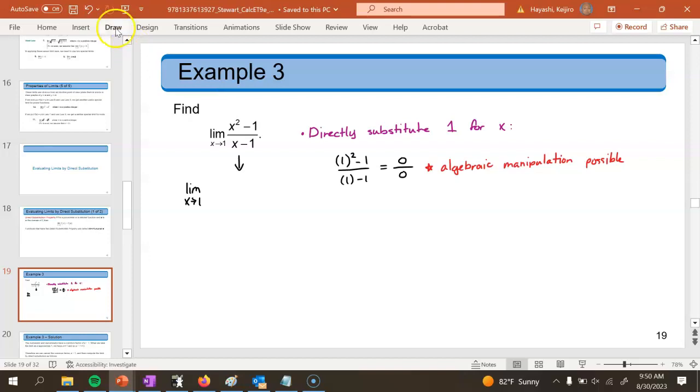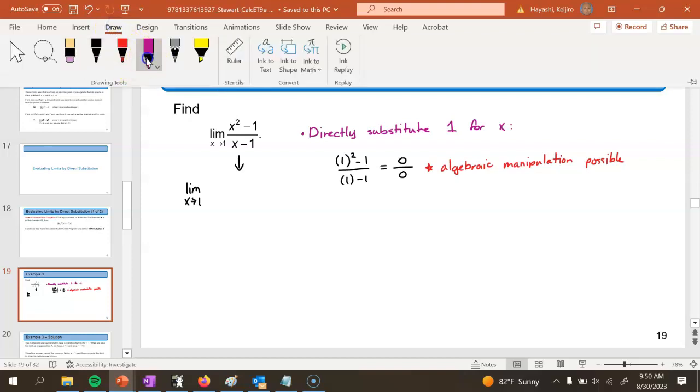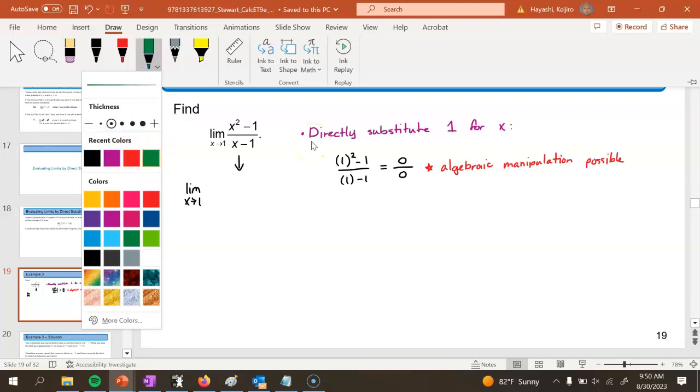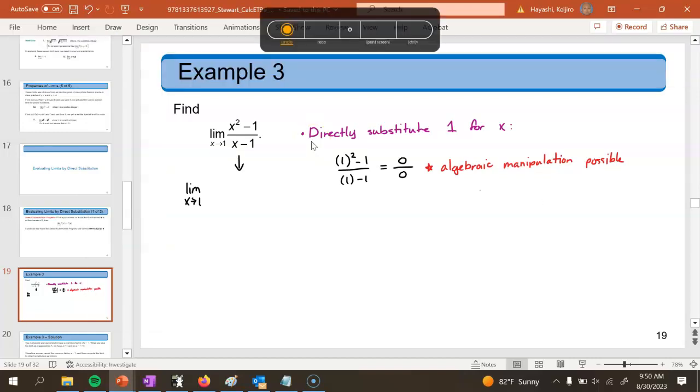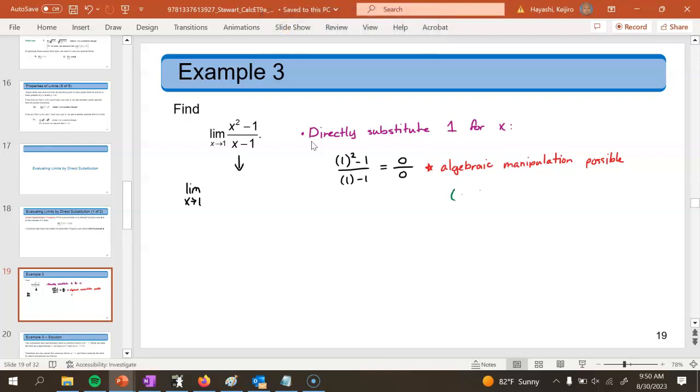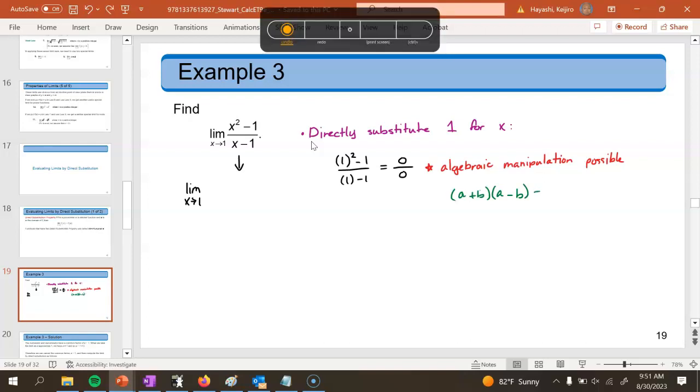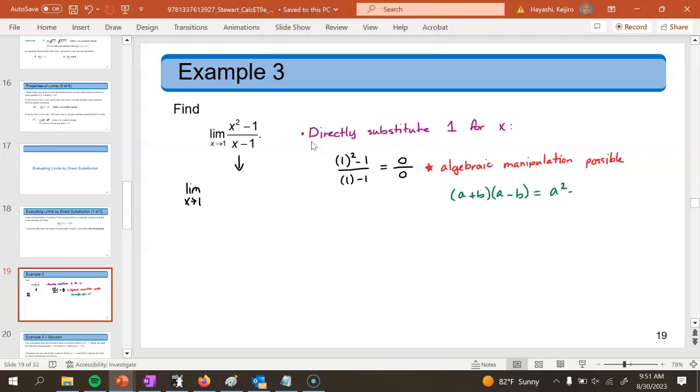The numerator here, x squared minus 1, is a difference of 2 squares. So whenever you have a difference of 2 squares, you can do this. You can go both ways with this, but a plus b and a minus b, as two separate factors being multiplied together, will eventually make a squared minus b squared. If you were to fold that out, you'd get a squared minus ab plus ab. Those cancel each other out, and then minus b squared at the end.